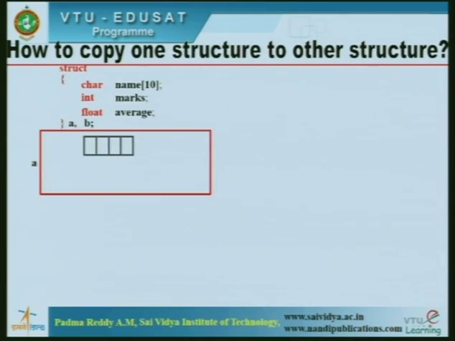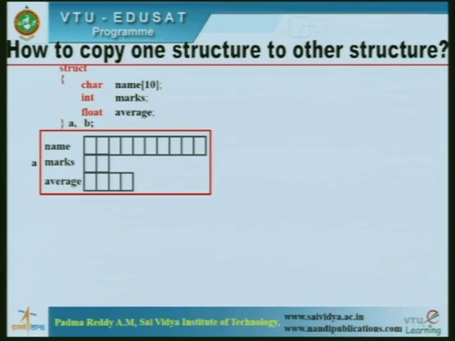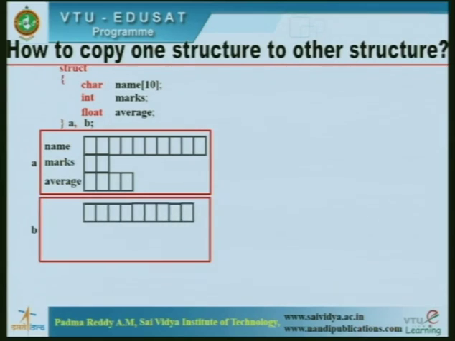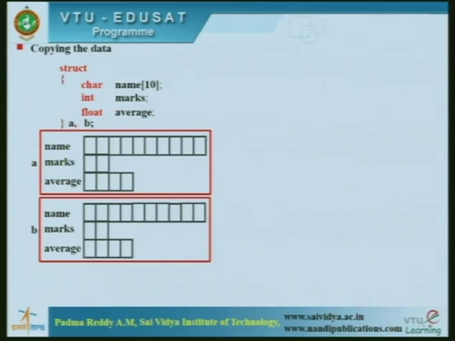Memory will be allocated for variable A. The first 10 bytes are for what? Name. Second 2 bytes for marks. Next 4 bytes for average. Similarly, memory will be allocated for B also. First 10 bytes for name, another 2 bytes for marks, another 4 bytes for what? Average.